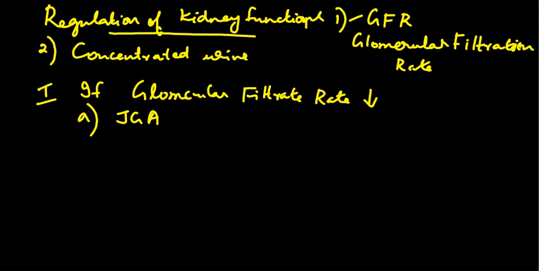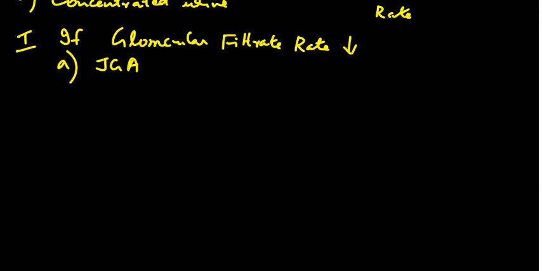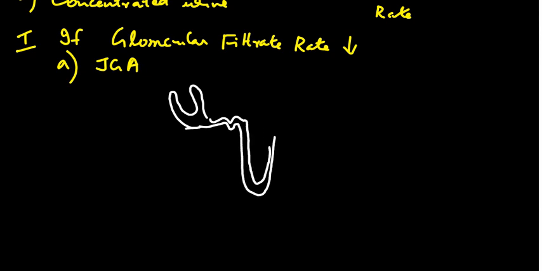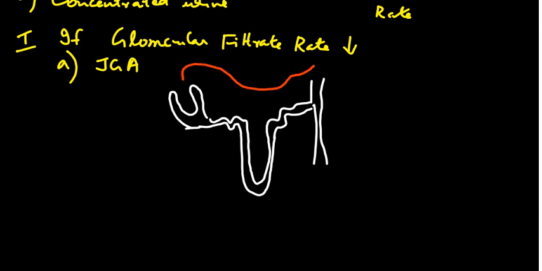Juxtaglomerular apparatus. What is juxtaglomerular apparatus? So this is the Bowman's capsule, the kidney tubules: Bowman's capsule, and then the proximal convoluted tubule, and then the Henle's loop, the distal convoluted tubule, and then comes the collecting tubule. The afferent arteriole moves into the Bowman's capsule and splits up into the glomerulus. So this is the afferent arteriole.